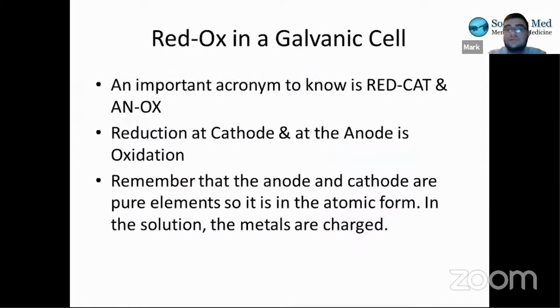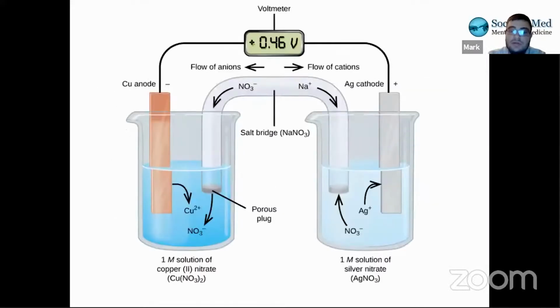And it always follows this rule. Reduction always happens at the cathode. Anode is always the site of oxidation. Use RED-CAT: reduction, cathode; AN OX: anode, oxidation. Remember that the anode and cathode are pure elements, so they're in their atomic, neutral form. In the solution, the metals are charged, they're ions. So just like we had here, in the solution it's copper 2+ and Ag+, whereas in this stick it's Ag, and in this stick it's copper.